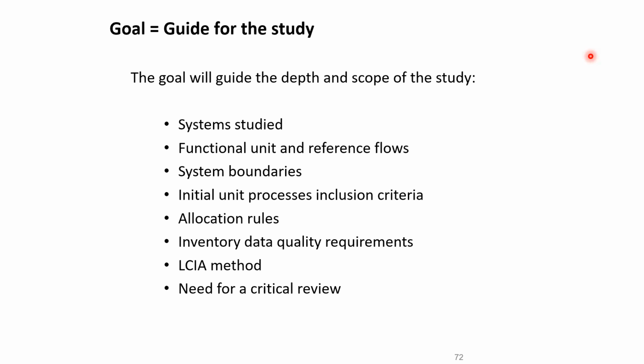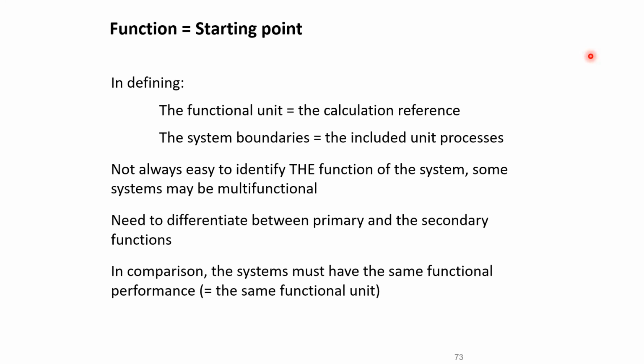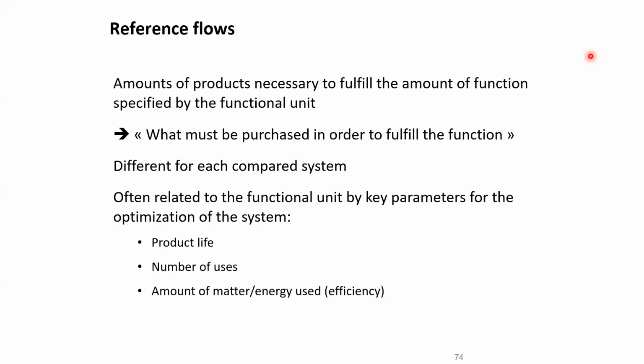Functional unit, reference flow, system boundary, allocation rules. All those things become part of the goal. The functional unit gives us the calculation reference. Function is the intended use of that product, what the product is supposed to do. So we need to differentiate between primary and secondary functions. There are primary functions as well as secondary functions.